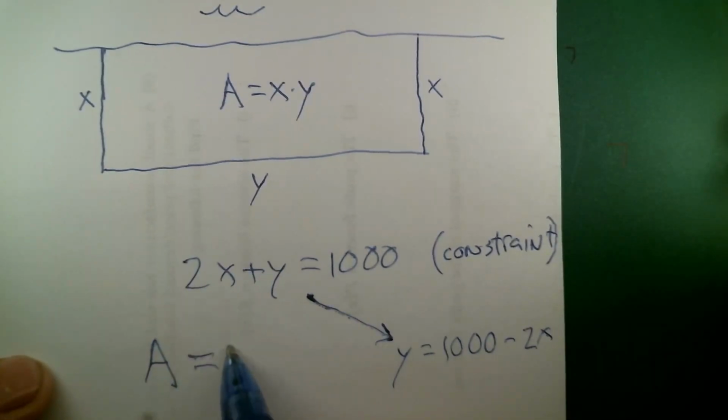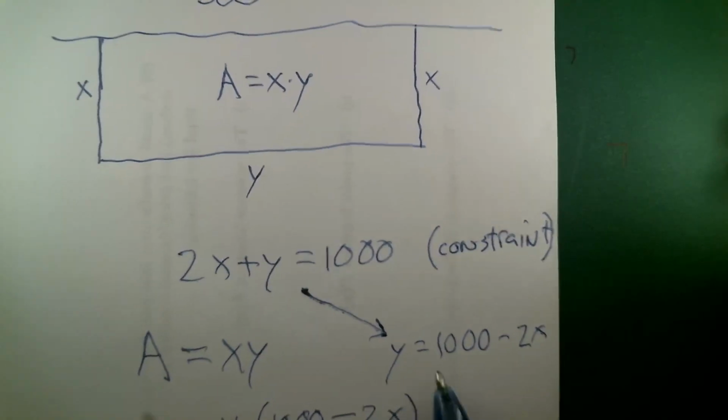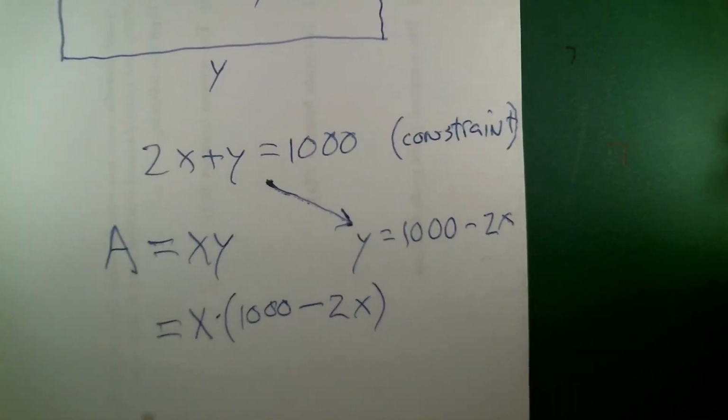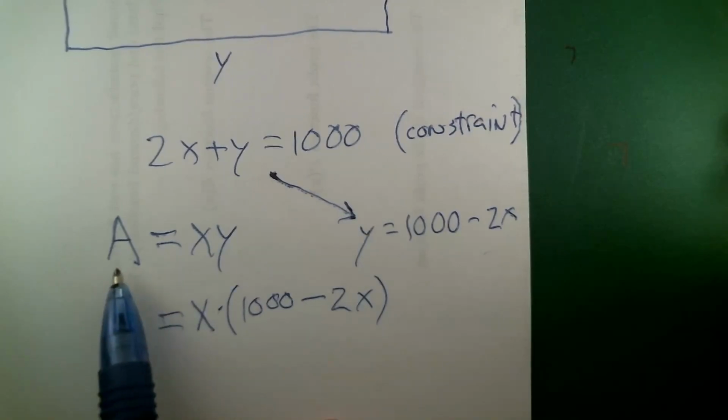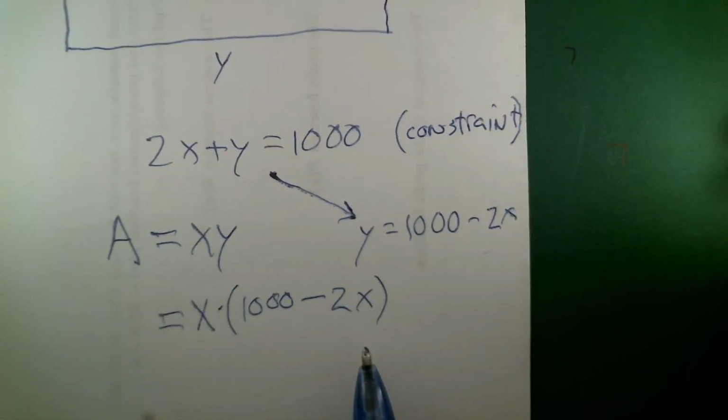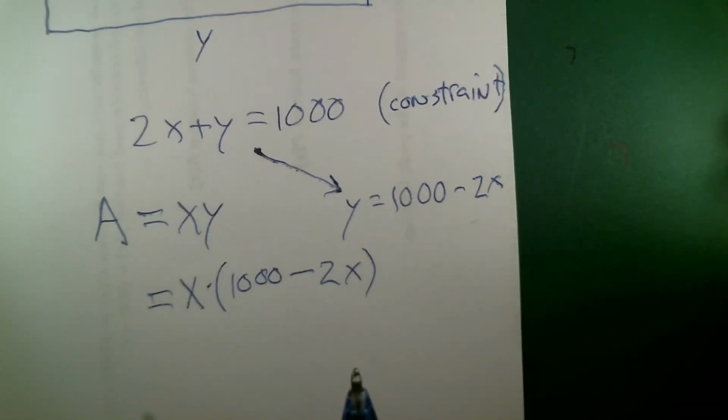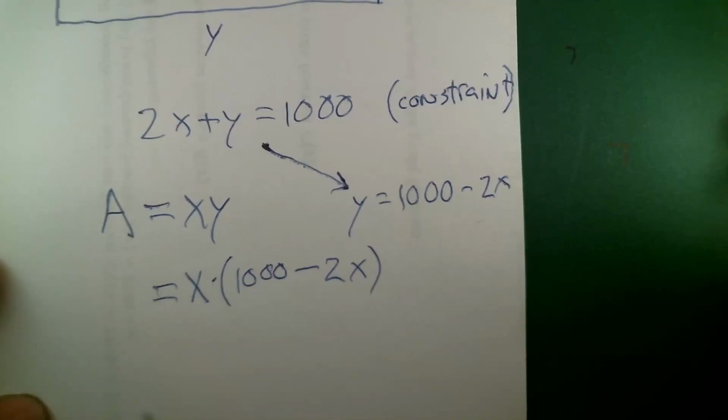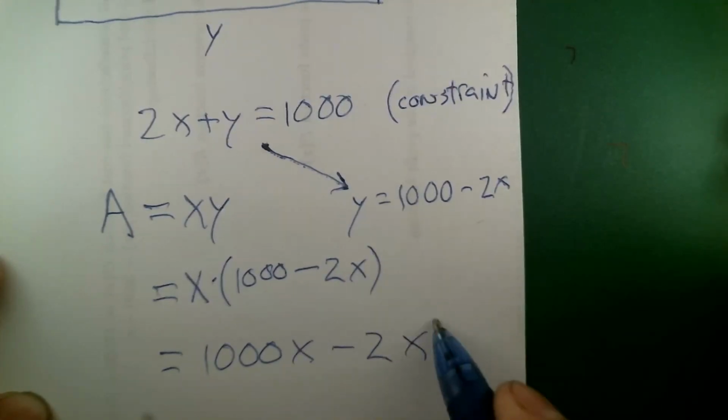And so you can write A equals x times y, but you can also write area is equal to x times that expression, the 1,000 minus 2x that I just solved for y. Why is that good? Well, now I've written A strictly in terms of one variable. There's no y's anymore. It's just a single variable x. And yes, I can do the calculus on this formula. I might want to simplify it first. It's 1,000x minus 2x squared.